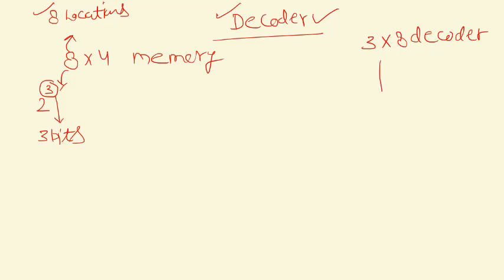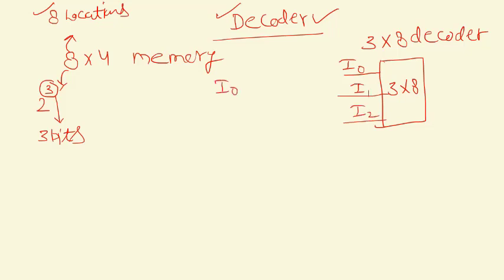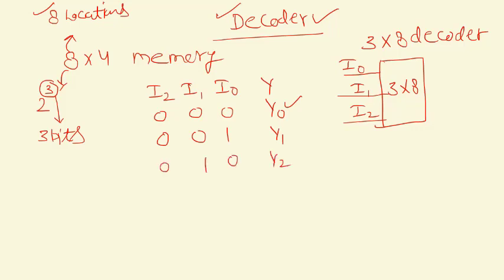Suppose the input combination is I0, I1, I2. If I0, I1, I2 is 0, 0, 0, then output Y0 will be selected. If this is 0, 0, 1, then Y1 will be selected, and if this is 0, 1, 0, then Y2 will be selected. So this is the basic operation of the 3 cross 8 decoder. Similarly, there are the 8 memory locations.